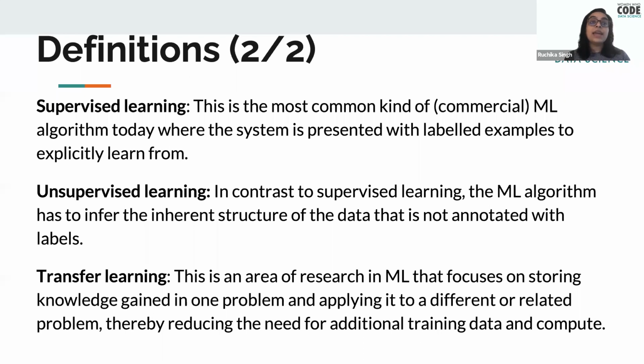Transfer learning is another new area of research in machine learning, and it focuses on gaining knowledge from the past, from one problem, and applying it to a different problem. So there's an idea of learning something and helping it predict a different or related problem. You're connecting different problems versus just connecting different data sets. That also reduces the need for additional training data and compute, because what you could have learned from the other model with a related data set, you can apply to this new one.